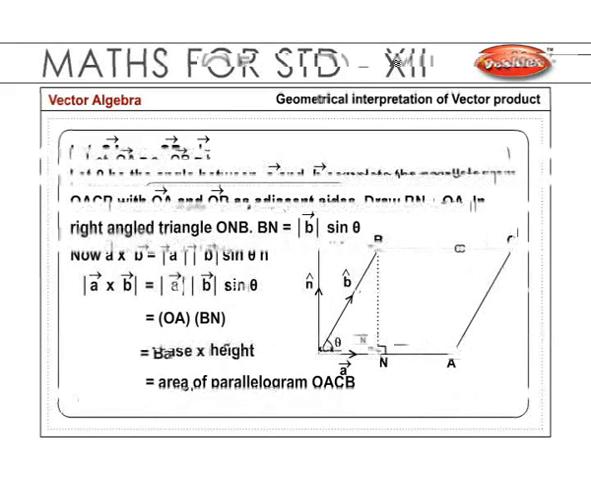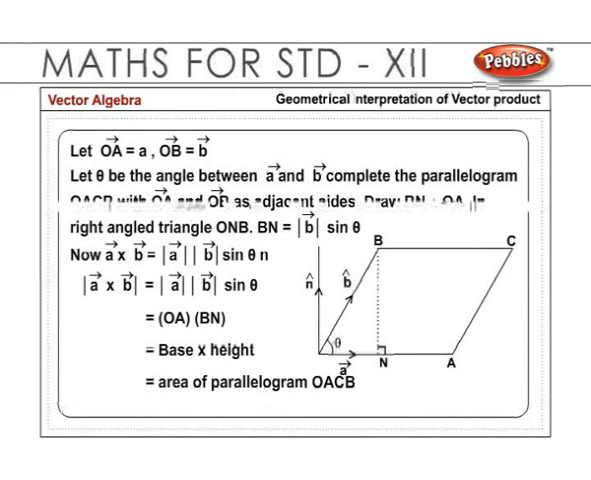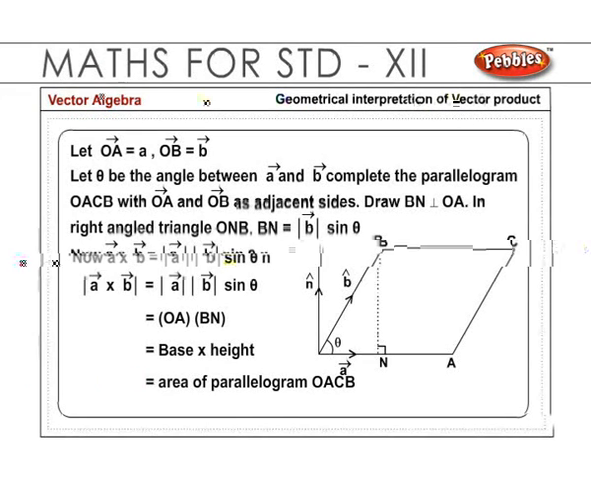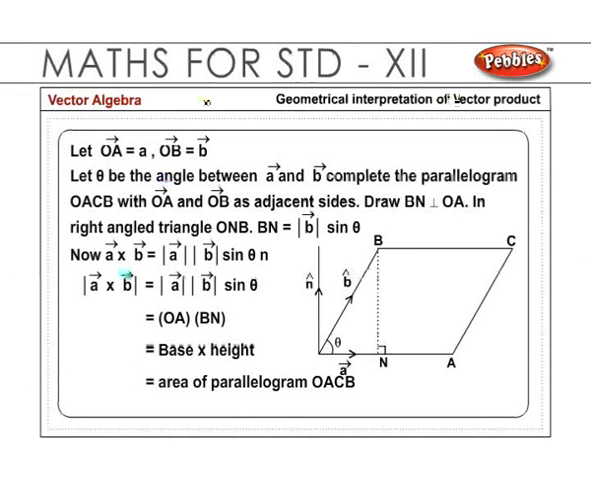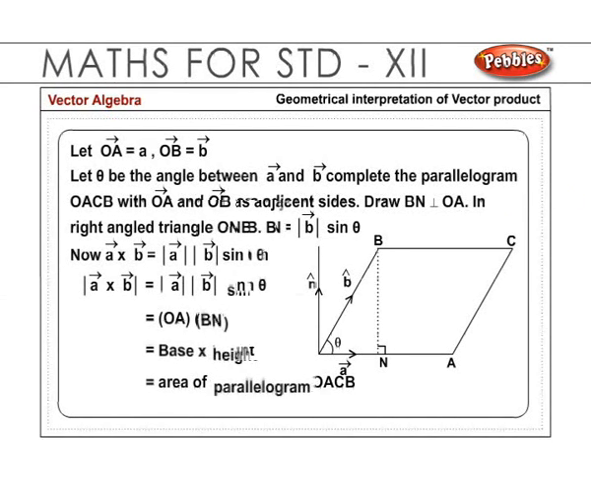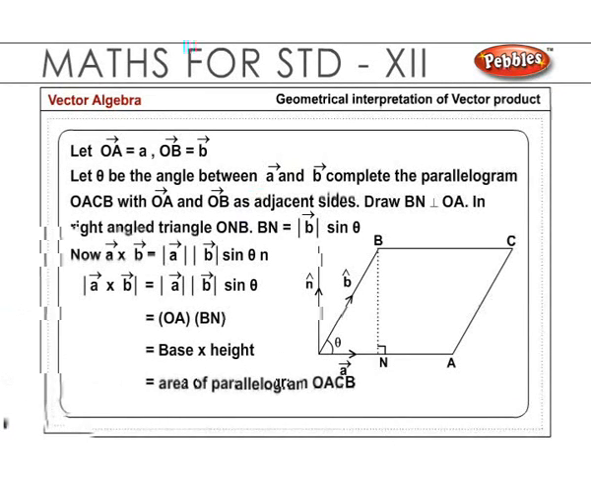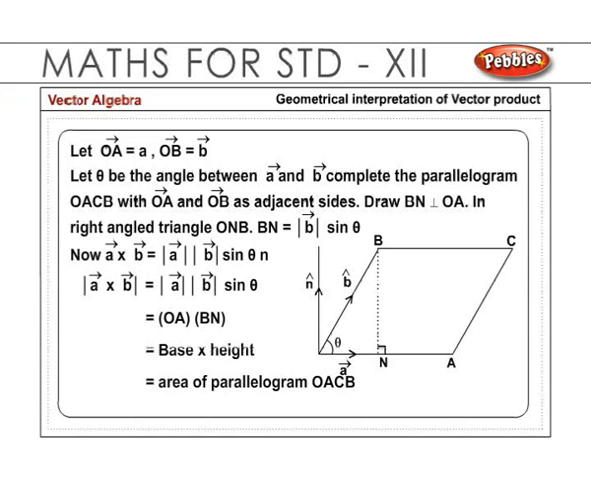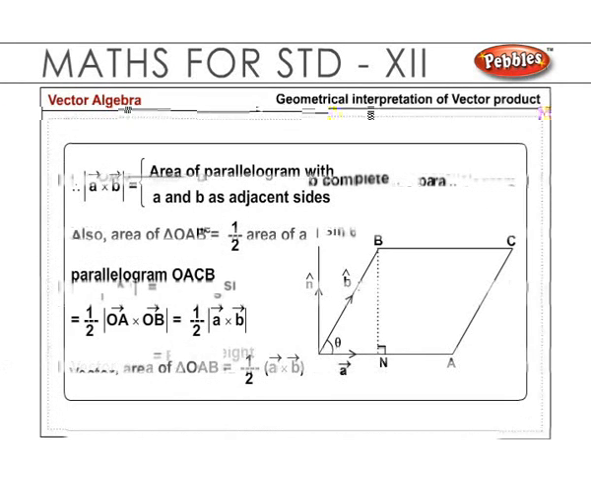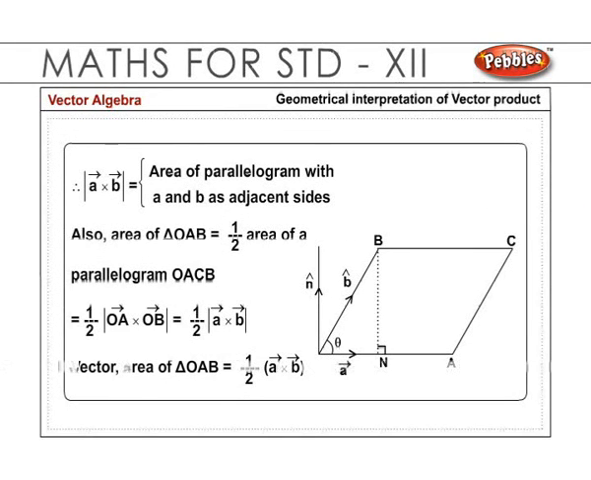Geometrical interpretation of vector product. Let OA = A, OB = B. Let theta be the angle between A and B. Complete the parallelogram OACB with OA and OB as adjacent sides. Draw BN perpendicular to OA. In right angle triangle ONB, BN = |B| sin theta. The area of the parallelogram is obtained as shown above.